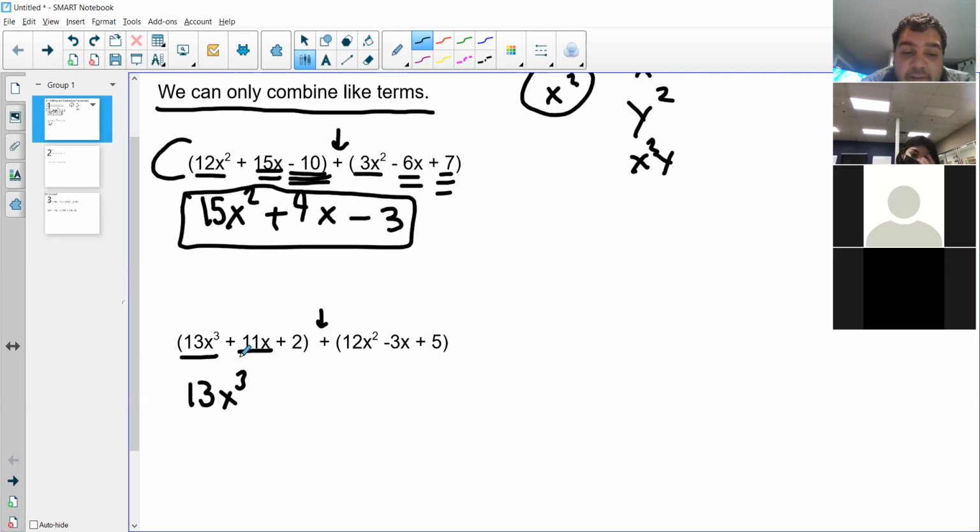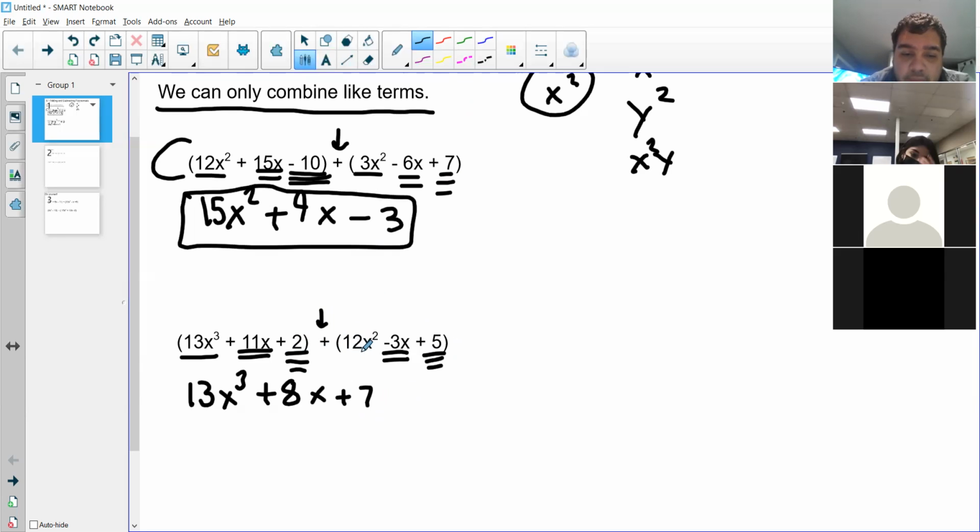Next one, 11x. I'm looking left and right. I see a -3x here. So 11 plus -3 is 8. So 8x. All right. Next blank one is 2. I don't know why I did 4 underlines. 3. 2. I see a 5 here, which doesn't have any other variables. 2 plus 5 gives me 7.